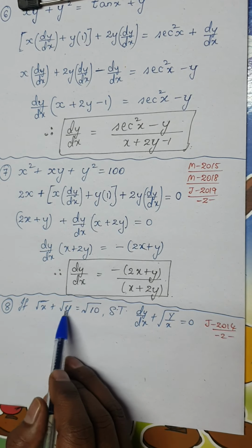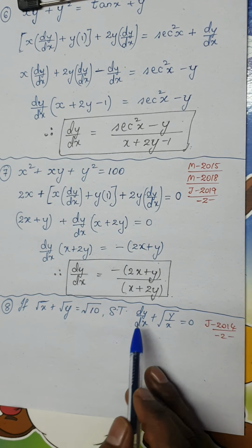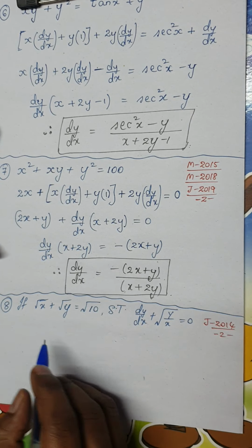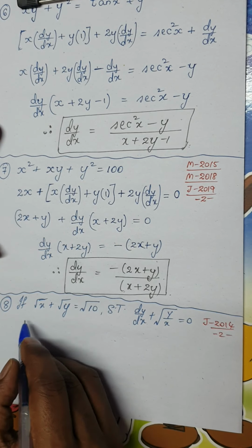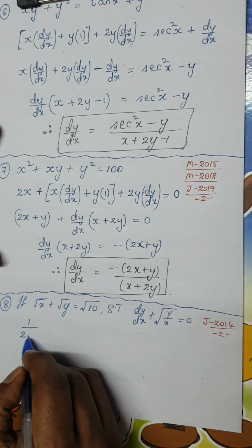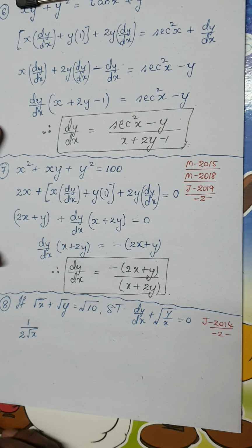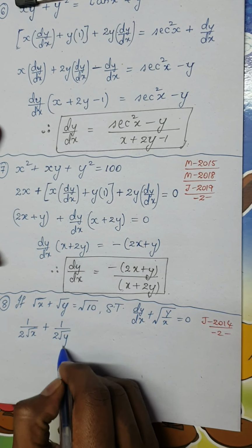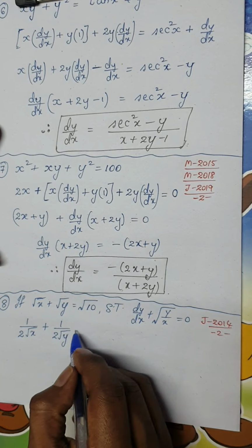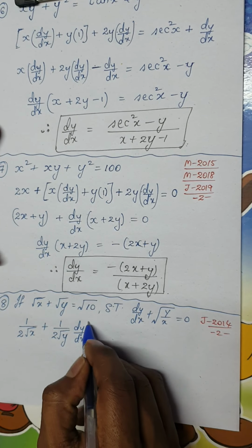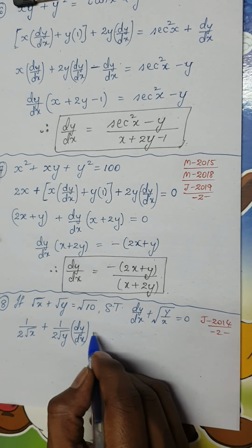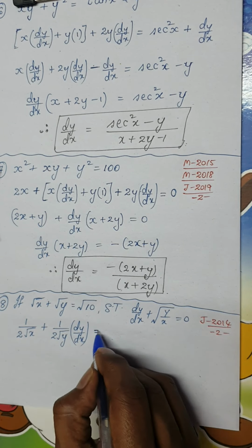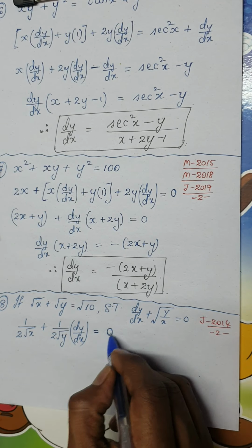I have if root x plus root y is equal to root 10, show that dy by dx plus root of y by x is equal to 0. It has been asked once. Now remember, what is derivative of root x? We all know derivative of root x is 1 by 2 root x, okay, plus, now what is derivative of root y? It is 1 by 2 root y. Remember, since y is a function of x, always you have to multiply dy by dx. This is nothing but, we know root 10 is a constant. What is derivative of constant? Prakash, derivative of constant is 0.